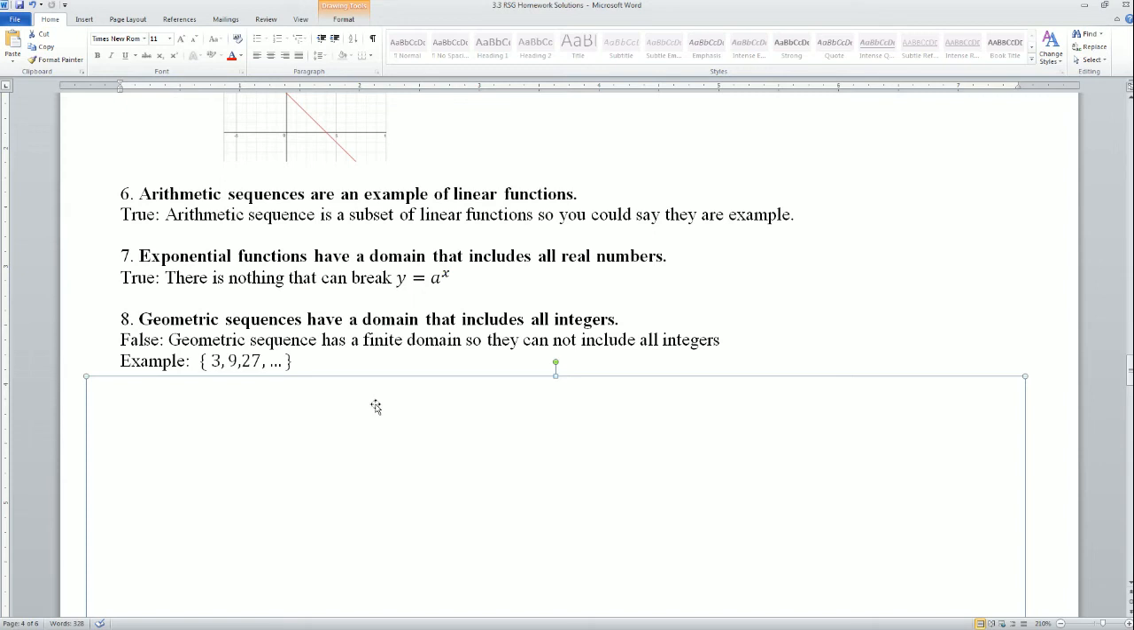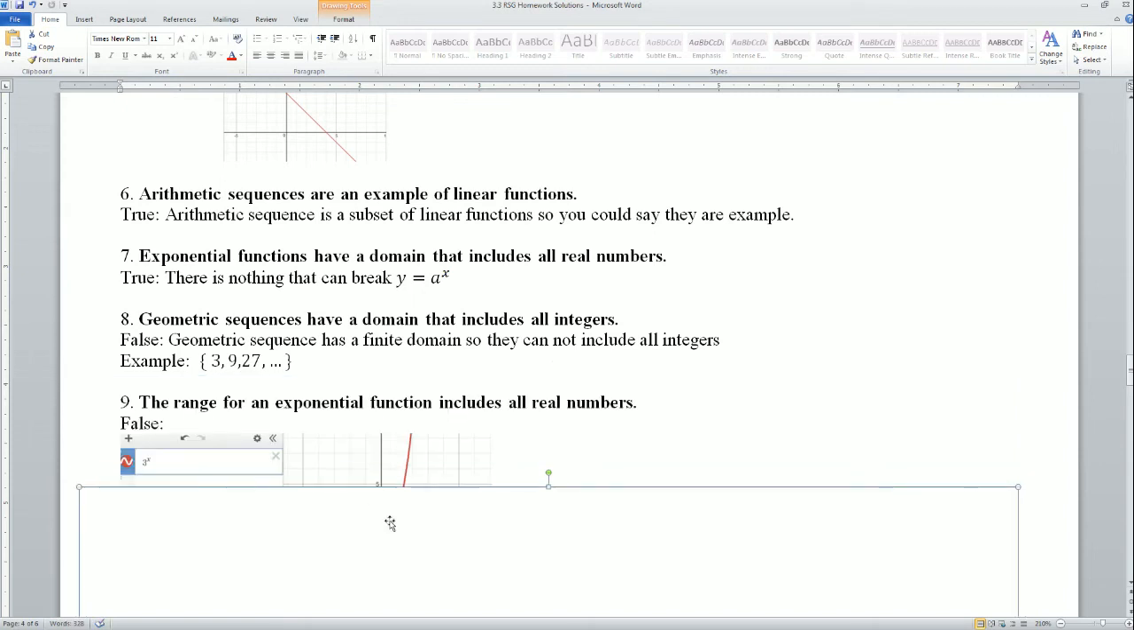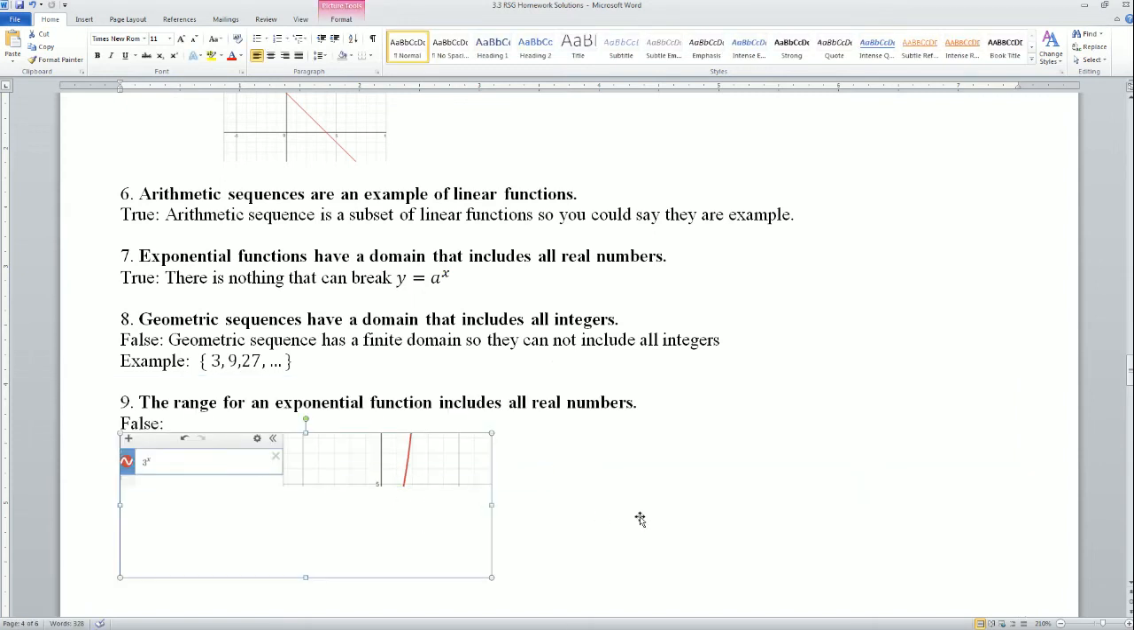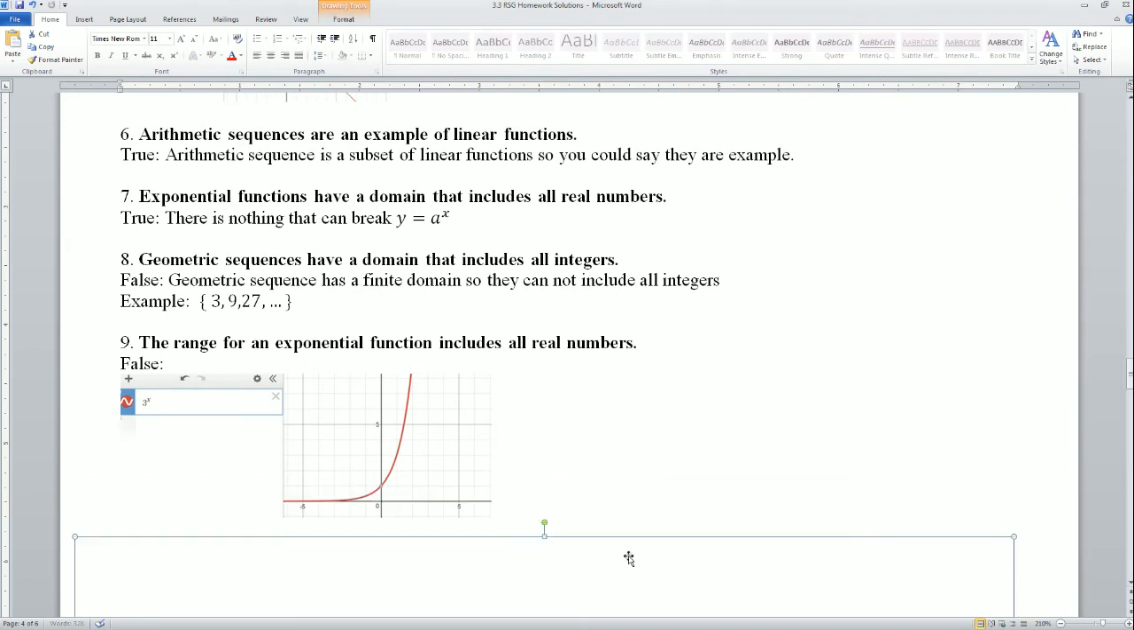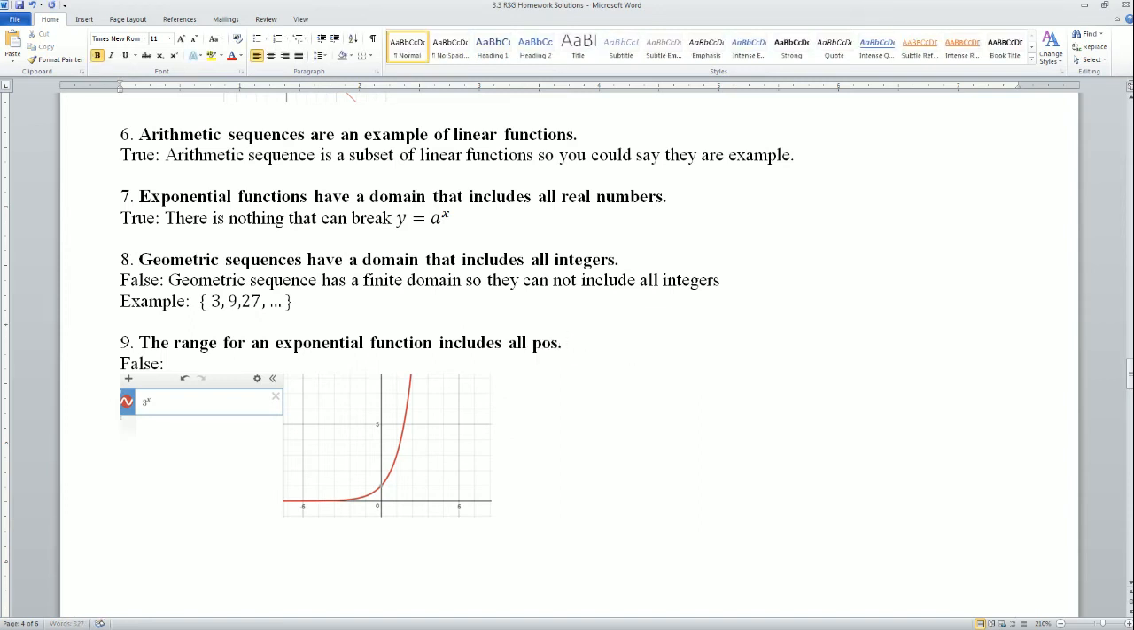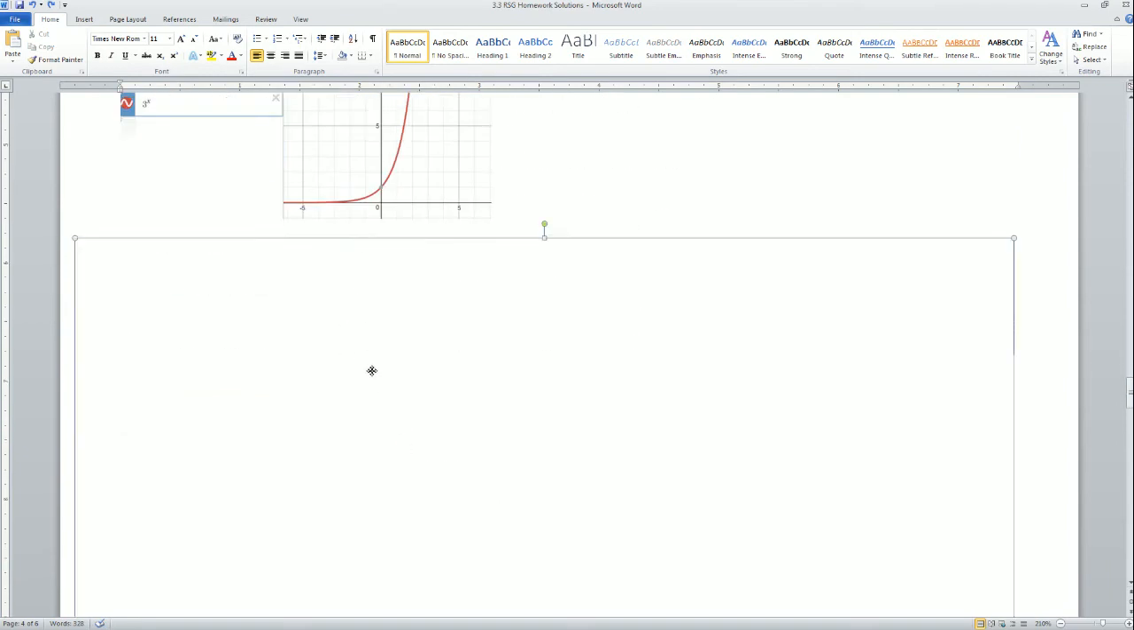Okay? 9. The range for an exponential function includes all real numbers. So I graphed it, 3^x. That is false. It does not contain all real numbers because negative 1 was missing. Negative 2 is missing. Okay? You can't say all real numbers, but you could say all whole numbers because in this case 0 was included. Right? But you can't say real numbers though.